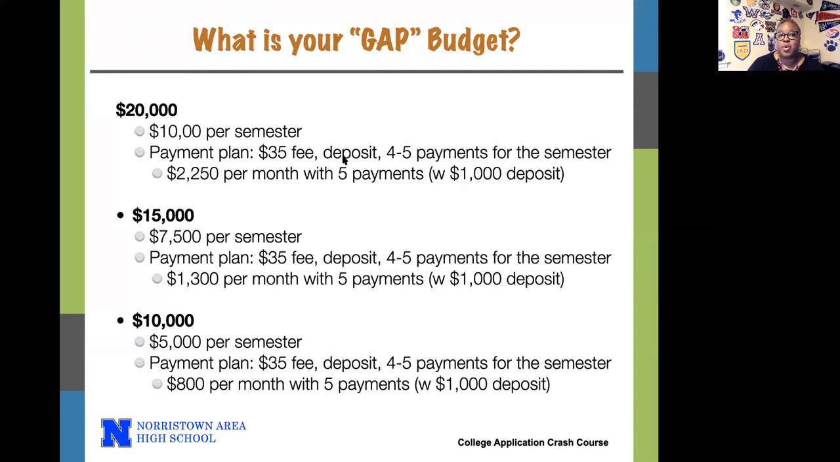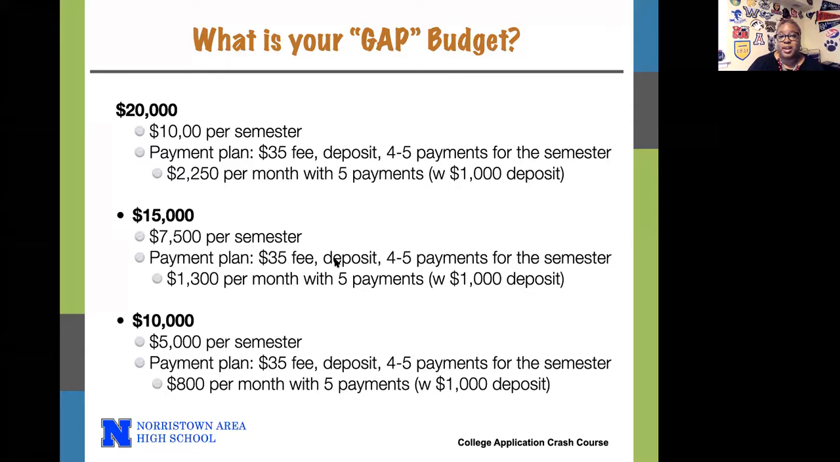So if you're going to do a payment plan for $20,000, that means that you need to come up, let's say you drop down $1,000 deposit. You're going to come up with $2,250 per month for 5 payments. Okay? If your gap is $15,000, that means you're going to owe $7,500 per semester.